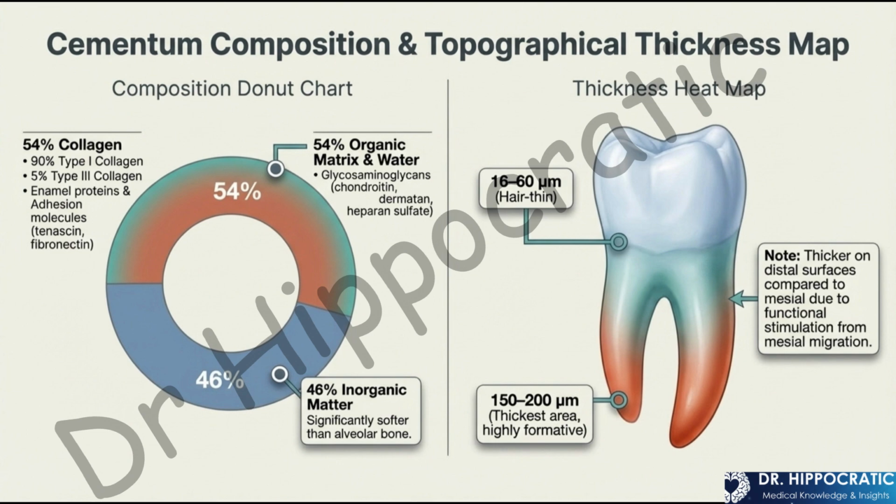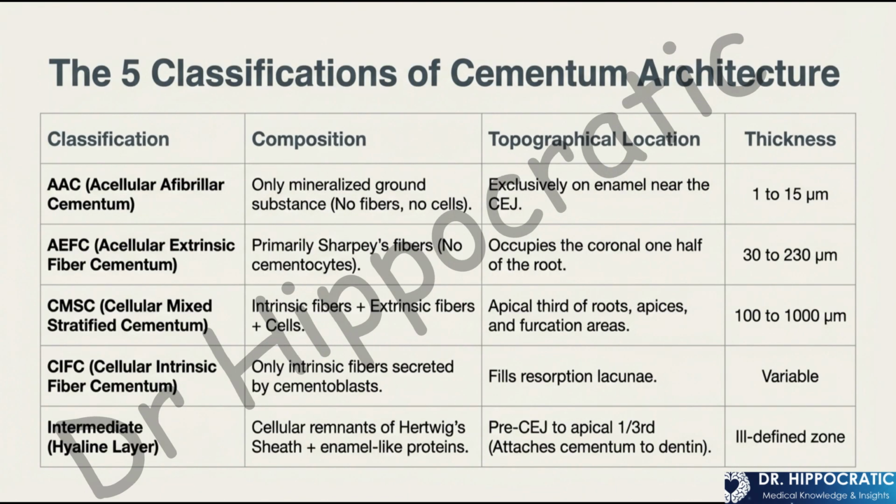Now, coming to the next slide, this leads us into a slightly intimidating section of the atlas. I'm looking at a true alphabet soup of acronyms classifying cementum architecture. Yeah, it can look a bit overwhelming at first. You've got AAC, AFC, CMSC, CIFC. I mean, instead of just listing letters, can we translate this into a functional geographical map of the tooth? Absolutely. The best way is to just ditch the acronyms and think about the geography of the root from top to bottom. Okay, starting at the top.